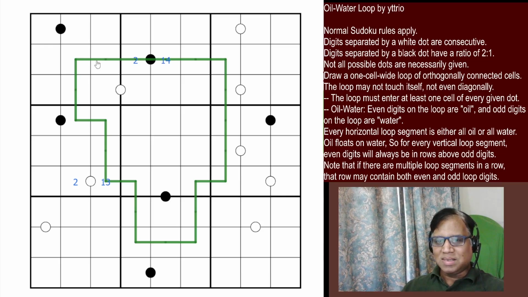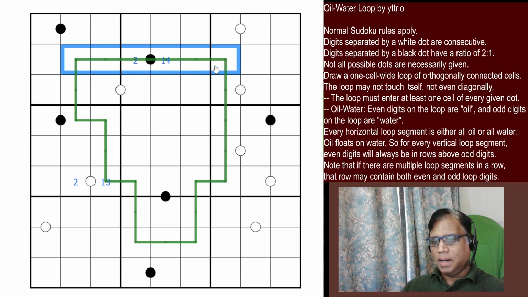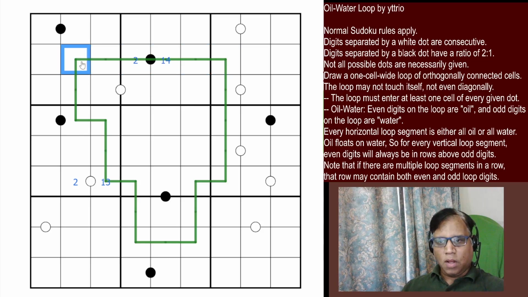In other words, what this means is that all the digits on this loop follow certain rules of even and odd. You cannot just place any even and odd digits on this loop. All the digits in a single row, this is a row, should be either odd or even. So you cannot have something like 1 here and then 4 here, because that is an odd and even pair. That's not allowed. They must all be odd, or they must all be even.